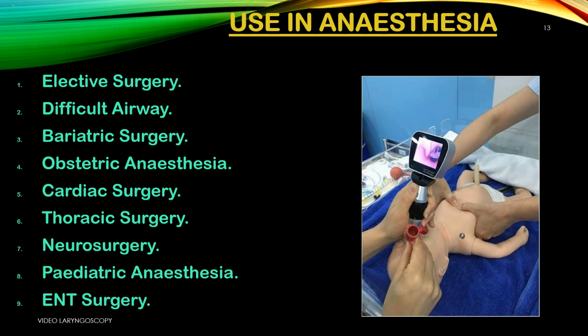5. Cardiac surgery. Hemodynamically unstable patients. Faster intubation with less stimulation helps maintain stability. 6. Thoracic surgery. Often needs double lumen tubes. VL helps confirm correct bronchial placement on screen. 7. Neurosurgery. Needs minimal neck movement to protect the spine. VL allows intubation with less head extension.